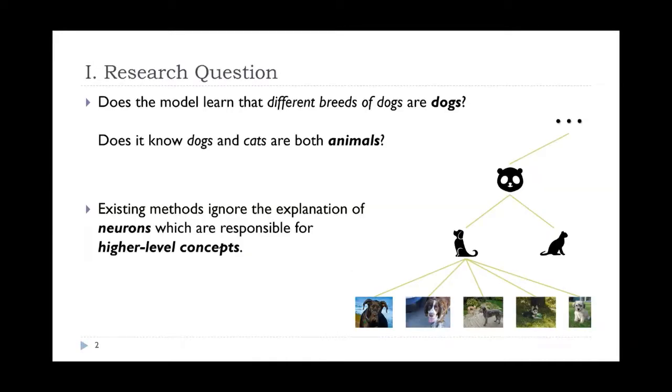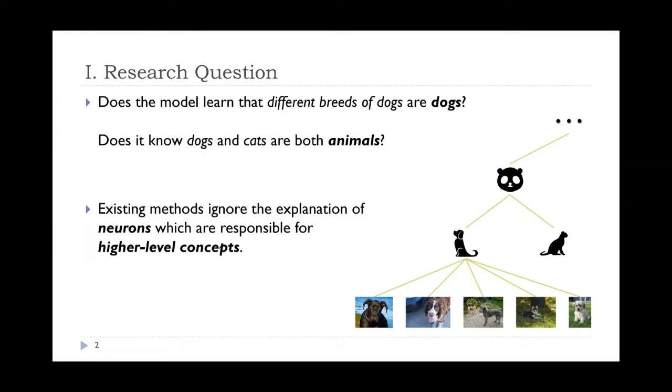As we all know, a model trained on ImageNet can classify 1,000 categories which include different breeds of dogs, such as Husky and Great Dane, showing the pictures. We didn't tell the model that different breeds of dogs are all dogs. So, we may wonder, does the model know the higher level concept of dog? And does the model know that dogs and cats are both animals?